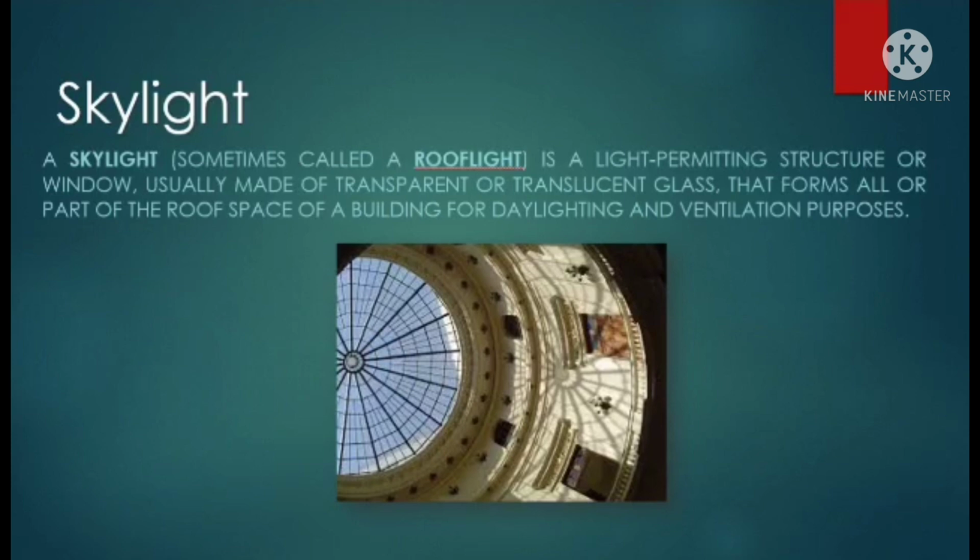A skylight, sometimes called a roof light, is a light-permitting structure or window usually made of transparent or translucent glass that forms all or part of the roof space of a building for daylighting and ventilation purposes.